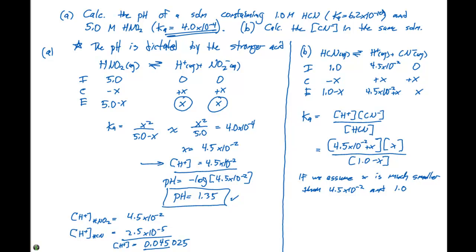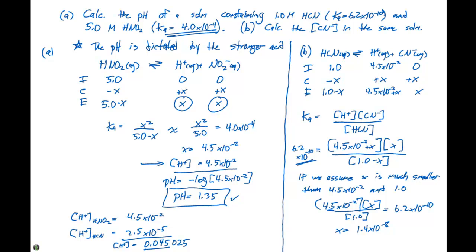And this Ka is going to be 6.2 times 10 to the minus 10. So since this is very, very small, we can make this assumption, and by making that assumption, it makes our calculations so much easier. 4.5 times 10 to the minus 2 times x divided by 1.0 is going to equal 6.2 times 10 to the minus 10. If we solve for x using this approximation, it's going to be 6.2 times 10 to the minus 10 divided by 4.5 times 10 to the minus 2, and our x is 1.4 times 10 to the minus 8.